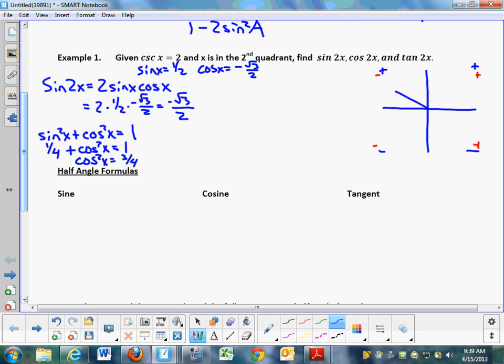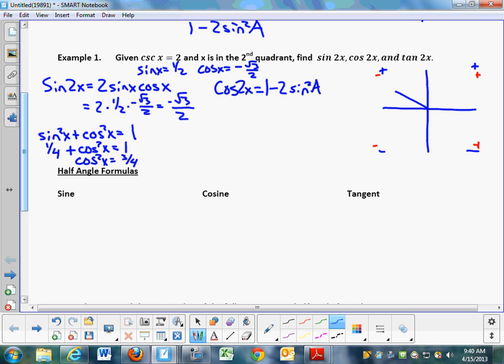Now we move on to the cosine of the double angle. So cosine of 2x is equal to, and you have three formulas to choose from. Which one would you like to choose? Let's use cosine squared minus sine squared. Or you want to use the bottom one? The 1 minus 2 sine squared of a? Okay. So we'll go 1 minus 2 sine squared of a.